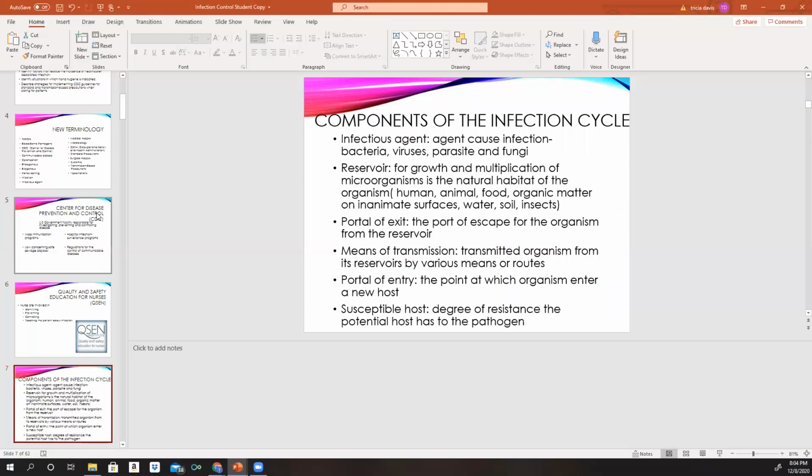All right. So components of the infection cycle. An infection is a disease state that results from the presence of a pathogen. And a pathogen is a disease-producing microorganism in the body or on the body. An infection occurs as a result of a cyclic process, and it consists of six components. You can see this on page 597 of your Taylor book, figure 24/1.